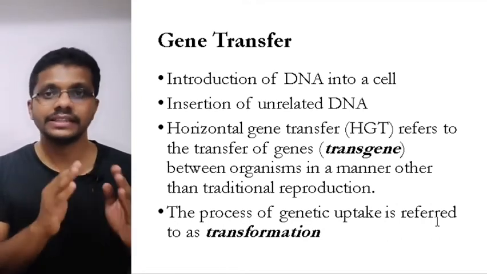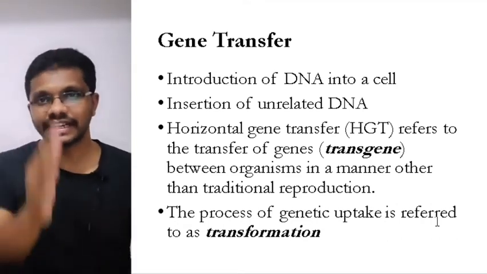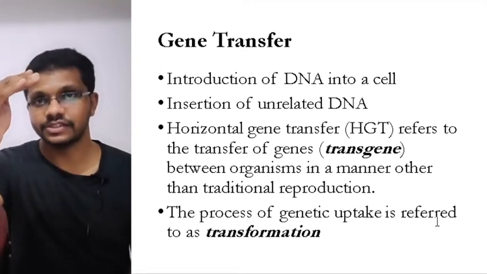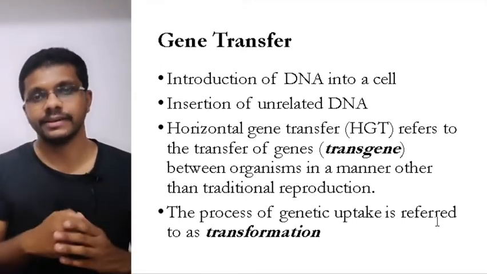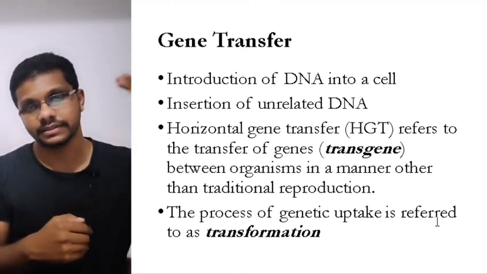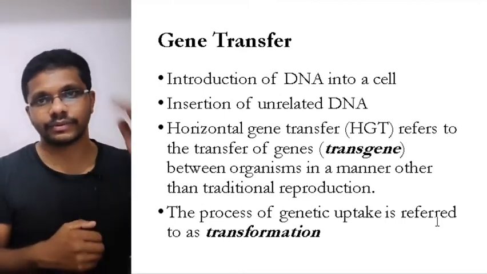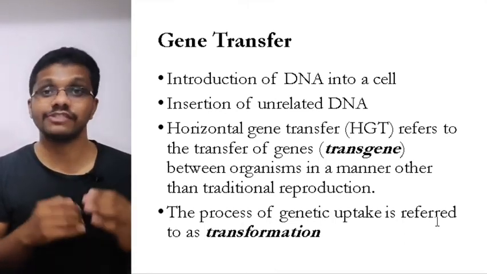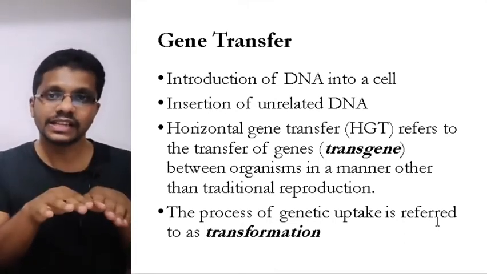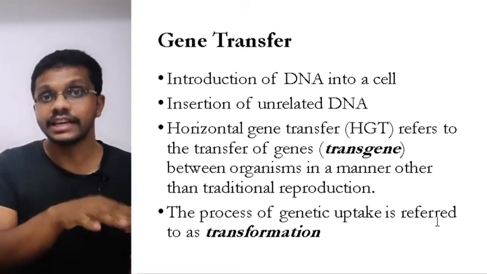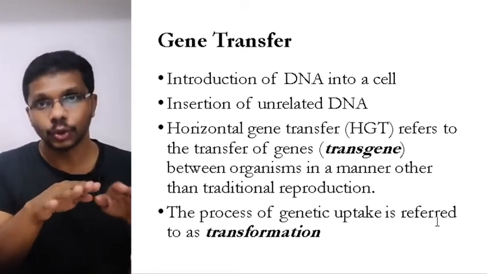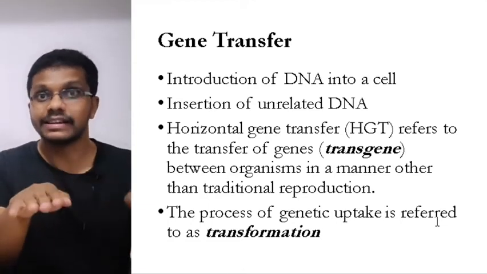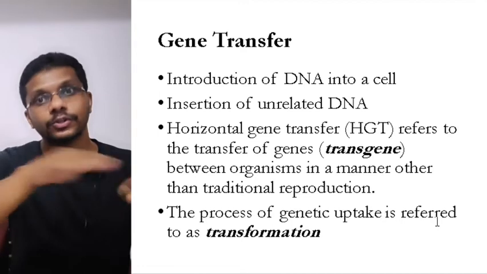We know that gene transfer can be of two different types, vertical gene transfer and horizontal gene transfer. The vertical gene transfer is from parents to offspring, generation after generation. So from the parental generation to F1, F1 to F2, F2 to F3. That's the vertical gene transfer. The horizontal gene transfer is the transfer of DNA between two different organisms which are not related in a familial tree, or they are two parallel living organisms. That's why it's called horizontal gene transfer.